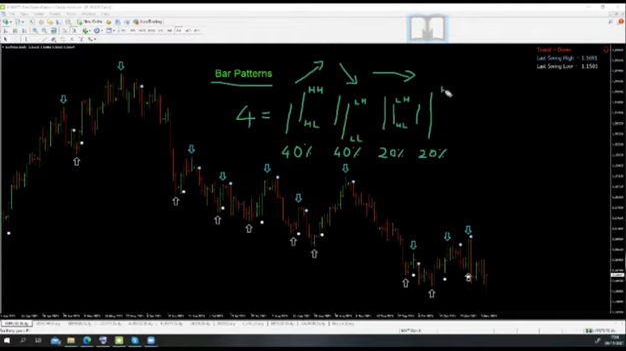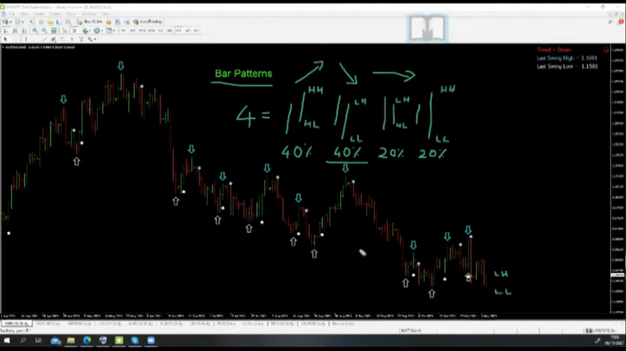And then we have a higher high and a lower low. Okay, the 4 different bar patterns. So today you can see we have a lower high and a lower low. That's this bar pattern here. Okay, 40% of the times we said it forms in this direction. So there you have it.